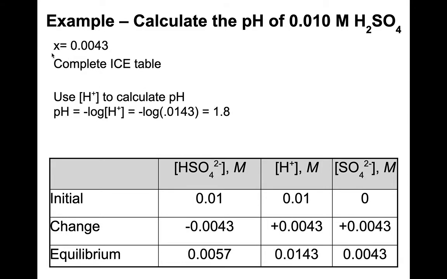All right, we've got an x value. We plug that into our ICE table, meaning we're finally able to find our equilibrium concentrations of everything. The equilibrium concentration we cared about was that of the hydrogen ion, because this is what we're going to use in our pH formula to calculate our pH of 1.8. We have a low value of pH, very acidic. That's what we are expecting.